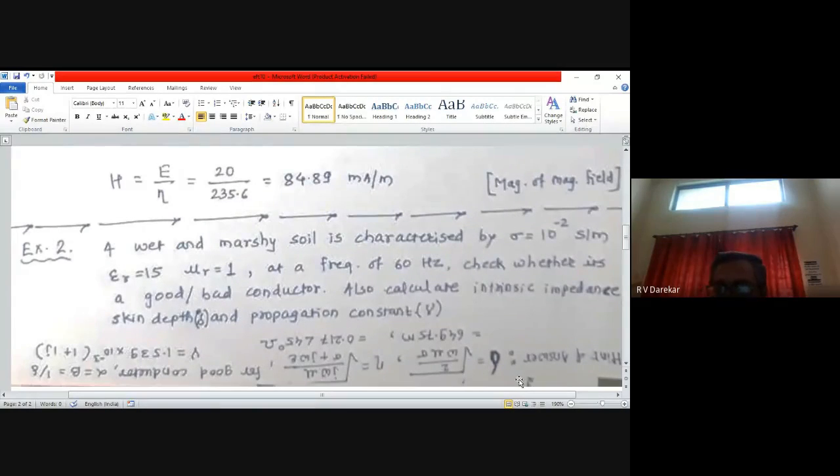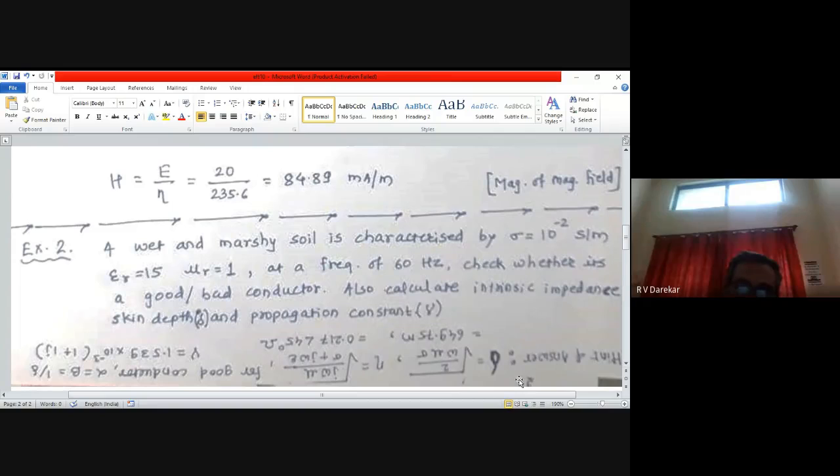Here they have given the value of sigma 10⁻², epsilon r is equal to 15, mu r is equal to 1, and a frequency of 60 hertz. Check whether it is a good or bad conductor. How can we check? In the last lecture also we were given the criteria of good conductor or bad conductor, and at the time of the last lecture, I had been disconnected due to an internet connectivity problem at my side.